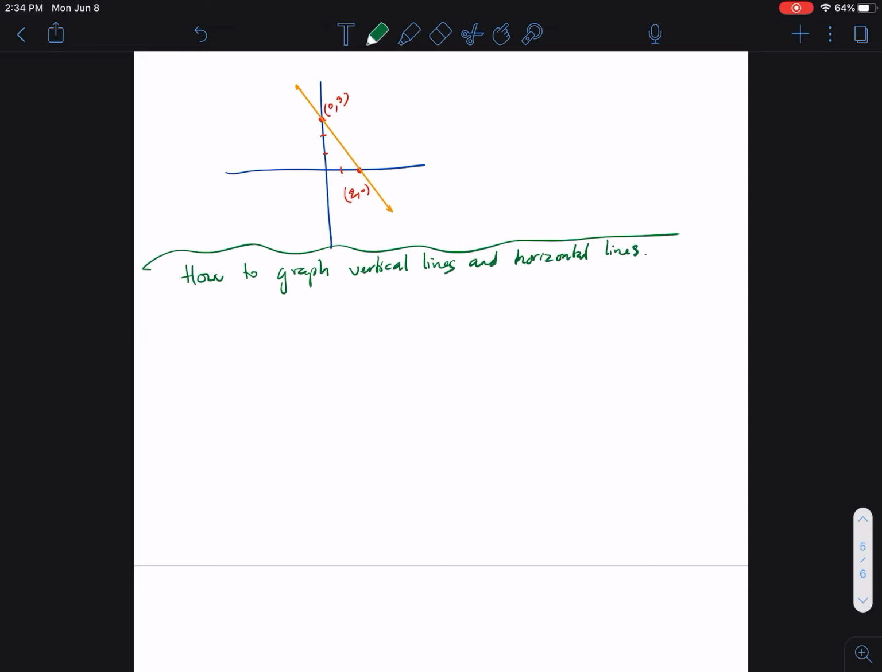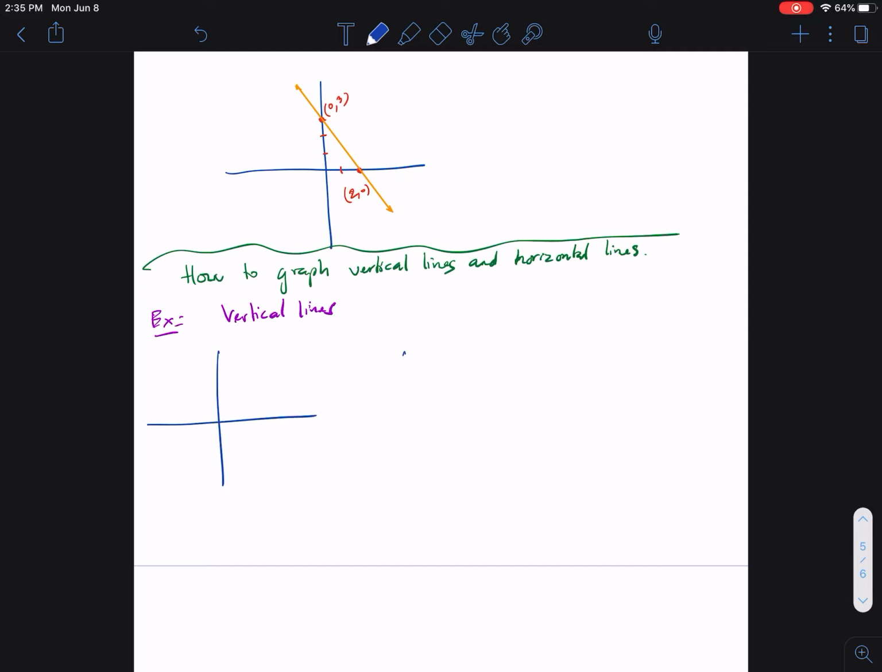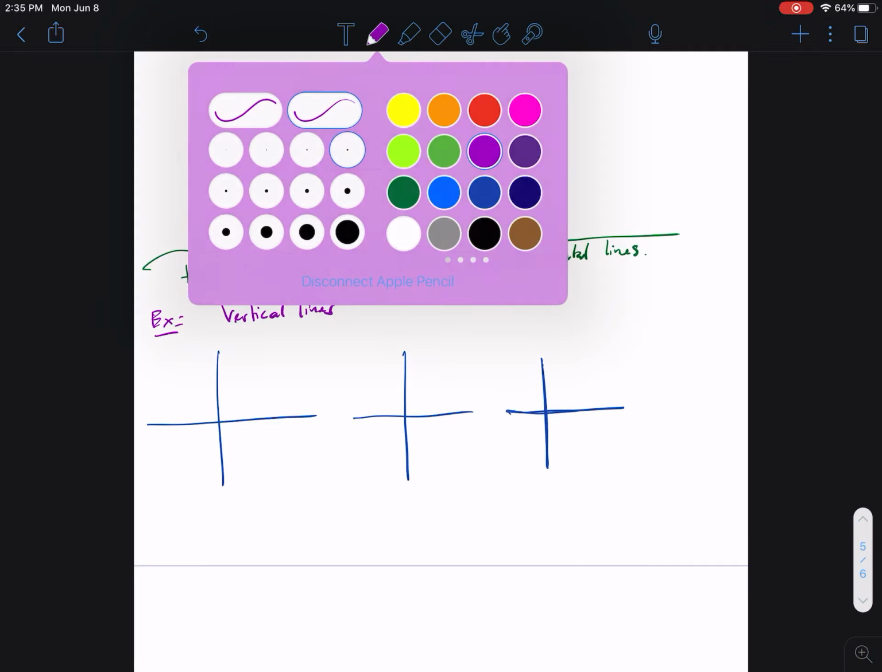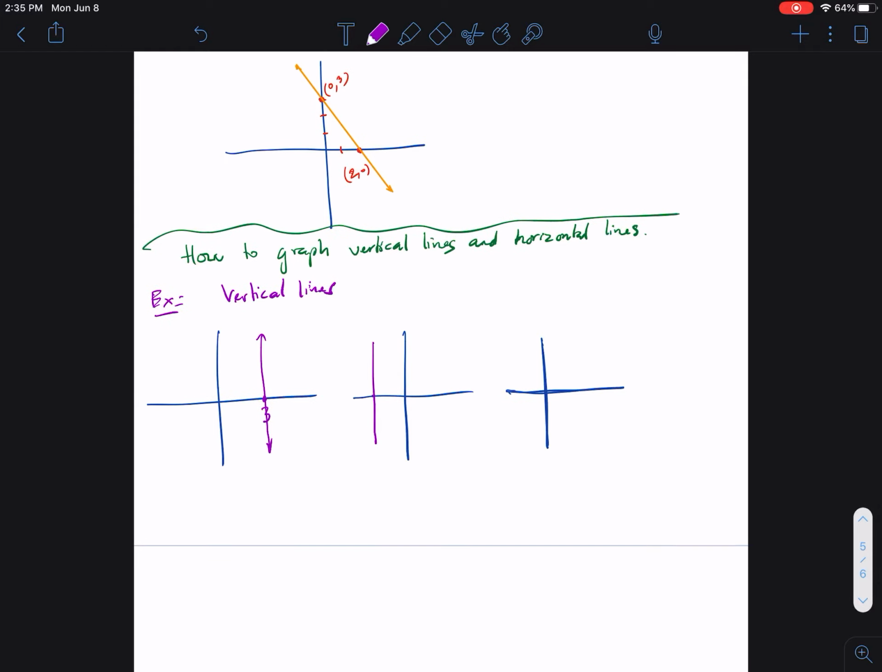Okay, so for vertical lines, if I draw a few example vertical lines here, let's say 3 examples. I have this vertical line, looks like that. Maybe this point here is 3, and then here's another vertical line. Maybe this is -2, and then maybe this vertical line passes through, let's say, 3.4, for example.